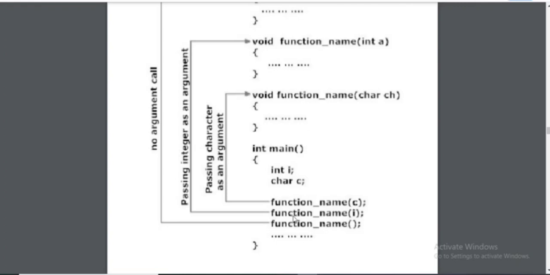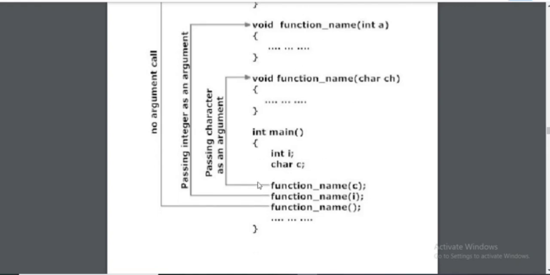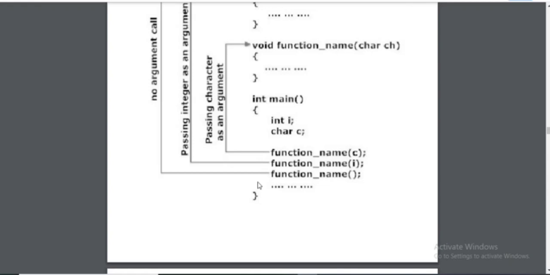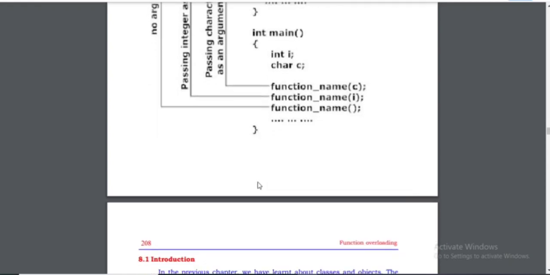So this function call is going to fetch the argument which is associated with the character data type. In this one we are passing a character as an argument. In this one we are passing an integer as an argument. Here we are not passing any argument. The dot indicates if there are any other statements. This ends the main function. This is how the syntax of a function works. A program can contain any number of functions.